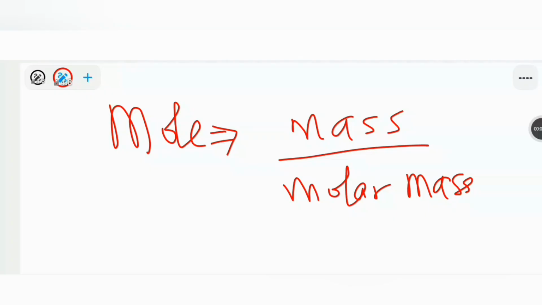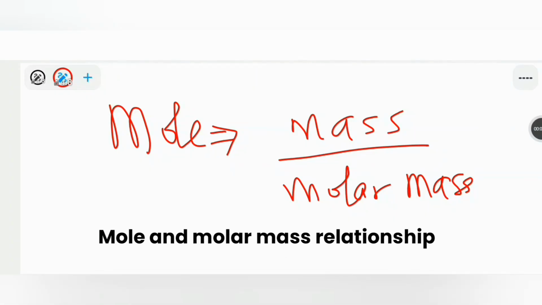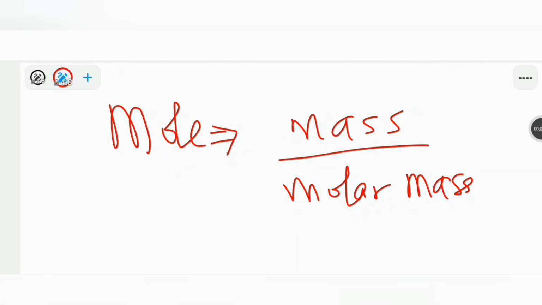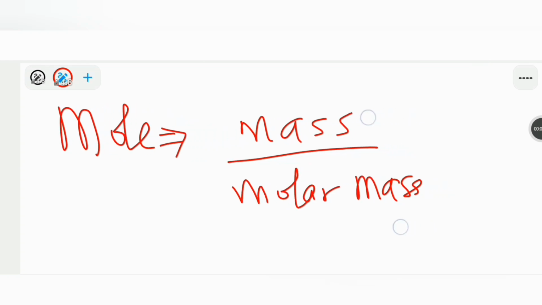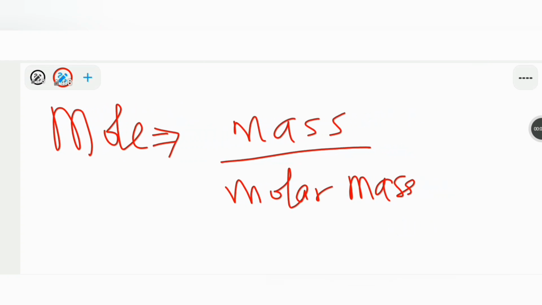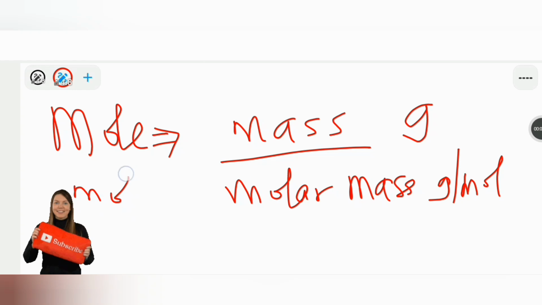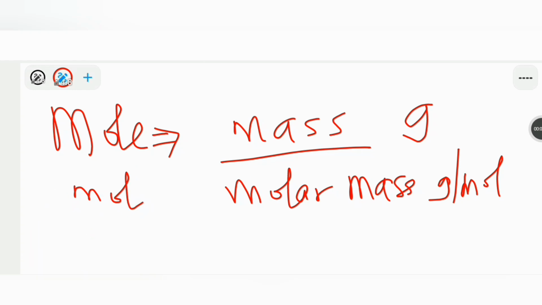So this formula here is a very important formula that will help us in most of our calculations. We have mole is equal to mass divided by the molar mass. The unit of mass is in grams, the unit of molar mass is in grams per mole, and the unit of mole is normal mole, MOL. So once you know this formula, mole is equal to mass over molar mass, trust me, your problem is half solved.